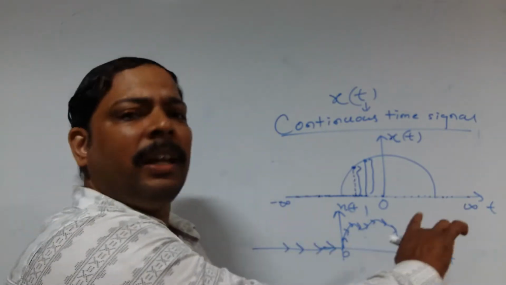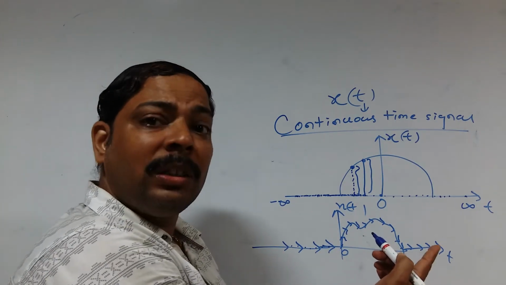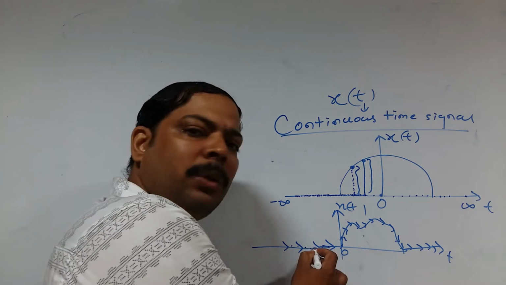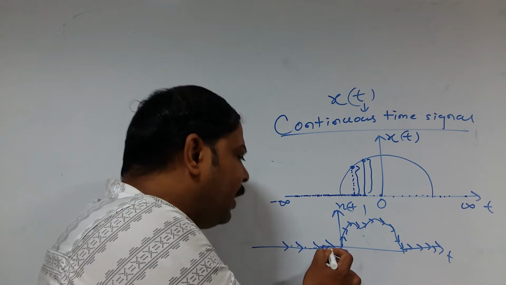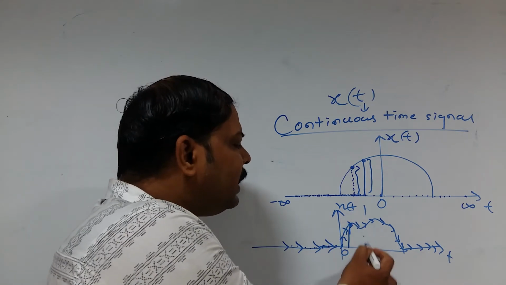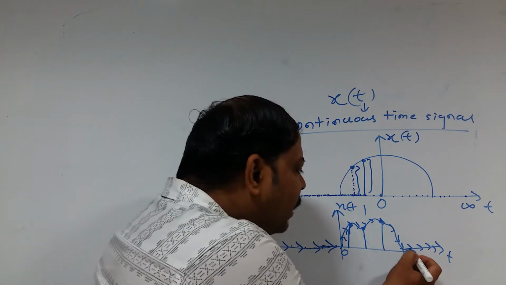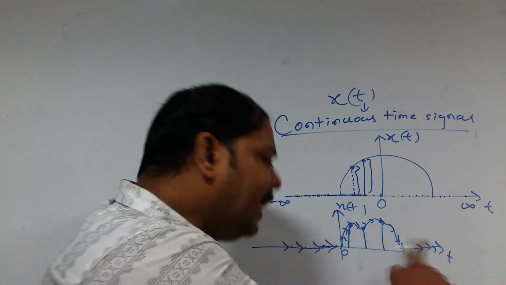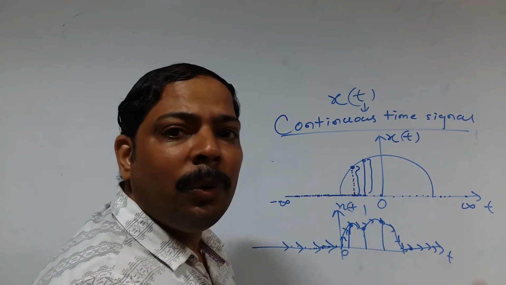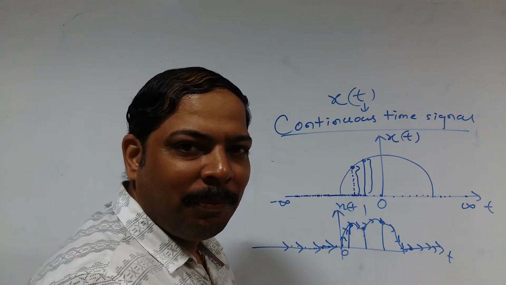Whenever you are at any point, you are capable of saying what value the signal has. That means you can say this time value is 0, this time the signal has a particular value, and this time the signal has a particular value. So at any time the signal has a single, particular value, and therefore this signal is also a continuous time signal.